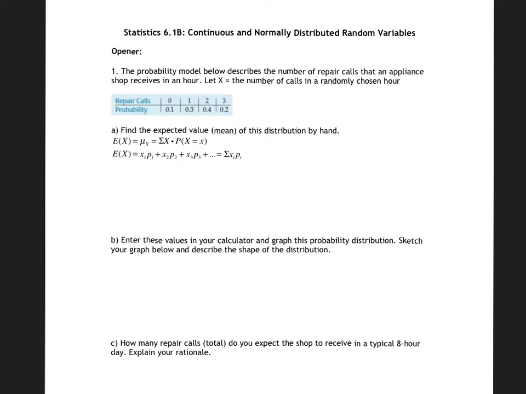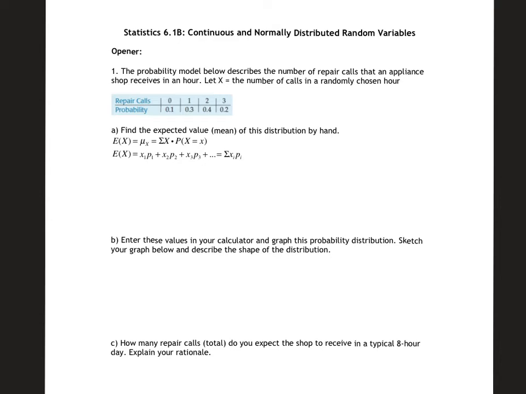All right, so let's start with this first one, which is a review of what we did about discrete. With discrete, you again have the values that the random variable takes on. In this case, we're talking about the number of repair calls an appliance shop receives in an hour. It can be 0, 1, 2, or 3. And then the probability that each of those will occur.